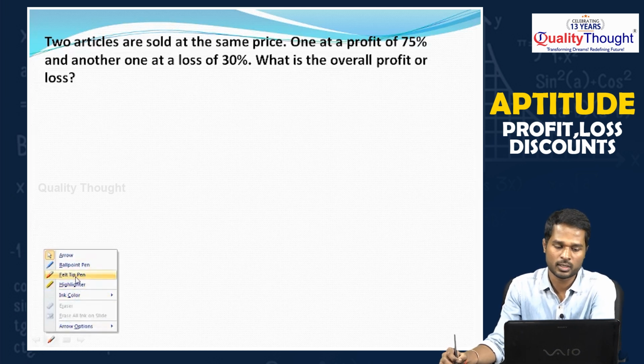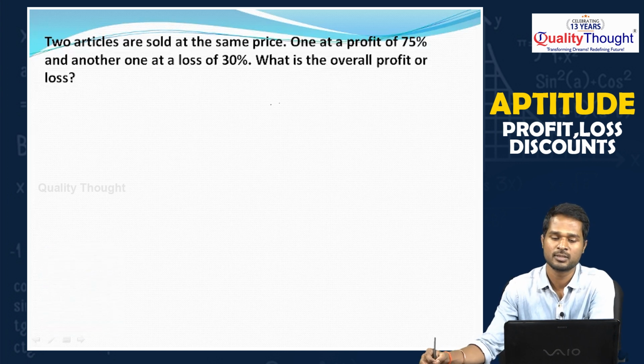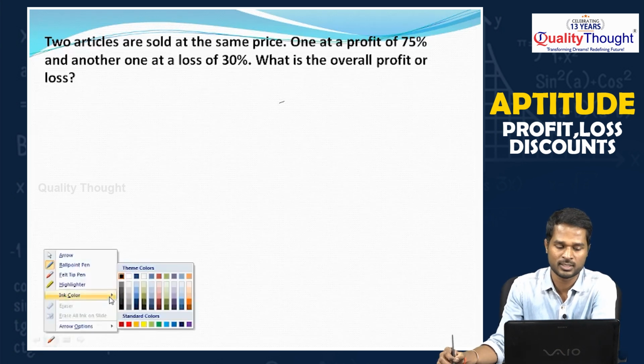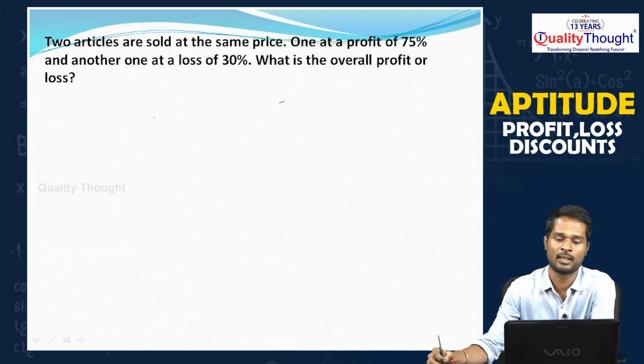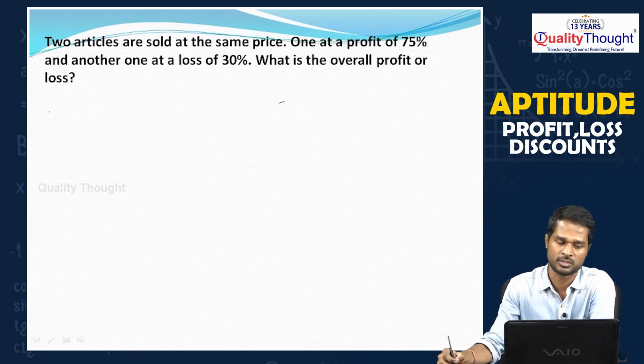So, there are 2 articles which are sold at the same price, but on one article they received a profit of 75 percentage, on the other article they received a loss of 30 percentage. So, 2 articles were sold at the same price, one at a profit of 75 percentage and another at a loss of 30 percentage. What is the overall profit or loss percentage?